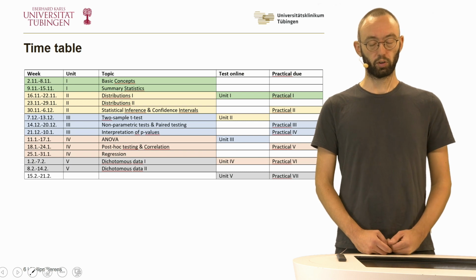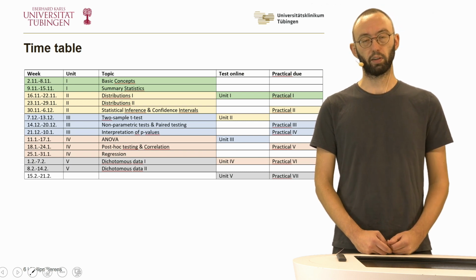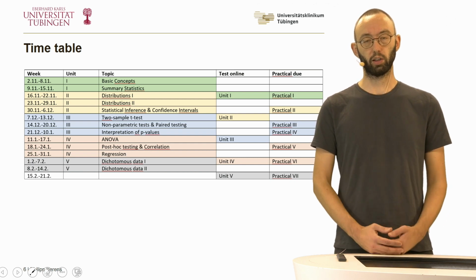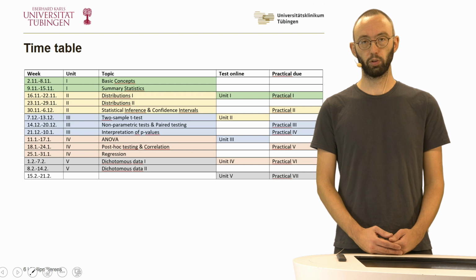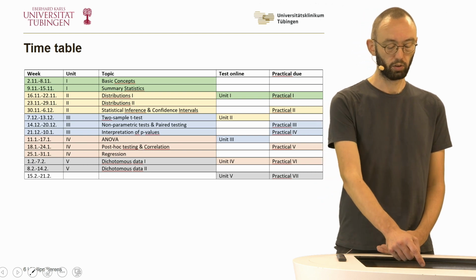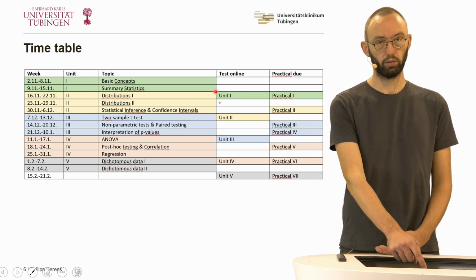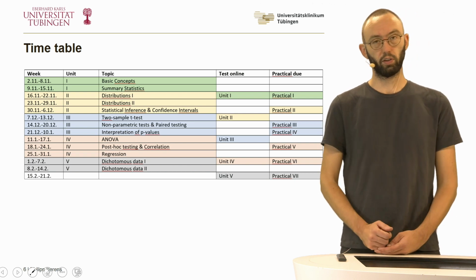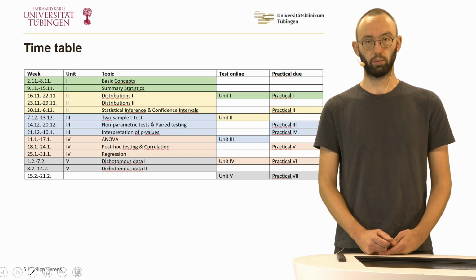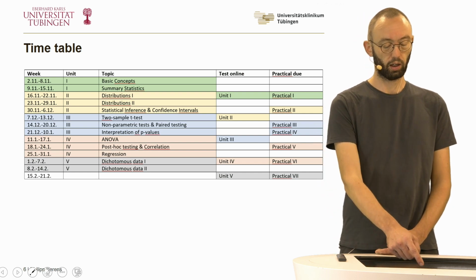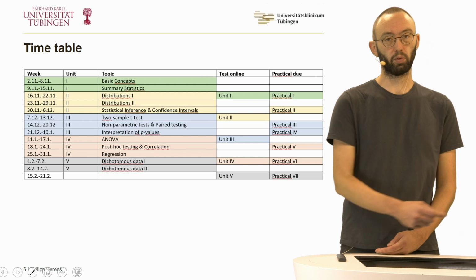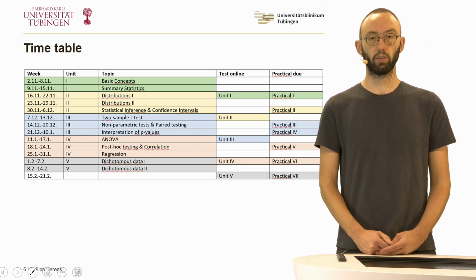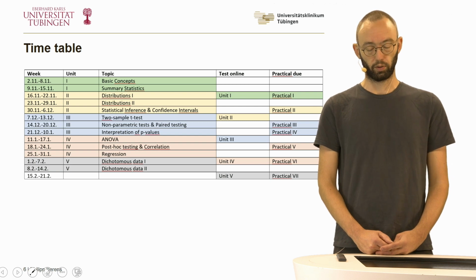Let me briefly also explain the last 2 columns. These indicate when the respective tests or practical sessions will be available online and until when they will have to be finished. So the test for Unit 1, coded here in green, is online through the week of 16th of November to 22nd of November, and it has to be finished until the 22nd of November. You will also always be able to see this due date with the respective test.